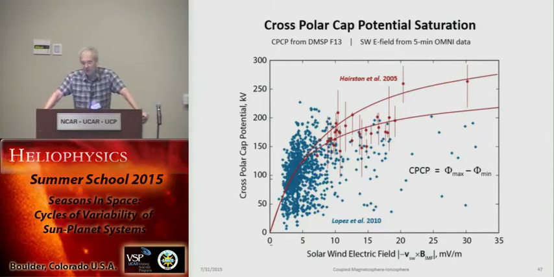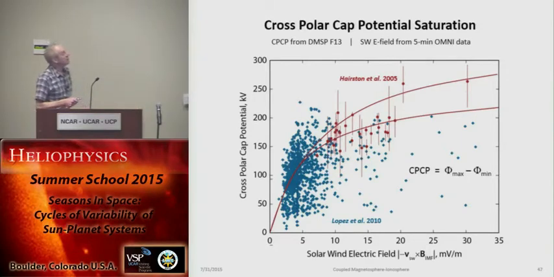Another very curious feature about the interaction between the solar wind, magnetosphere, and ionosphere is so-called polar cap potential saturation. Remember the plot of the ionospheric convection patterns: there's a potential minimum on the dusk side and a potential maximum on the dawn side. If you take the difference between those two, that's called the cross-polar cap potential.